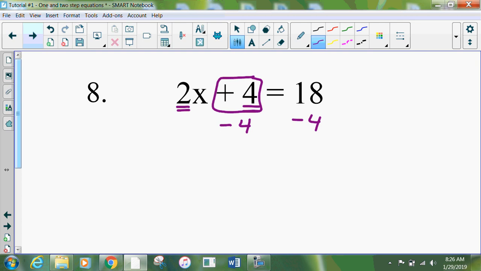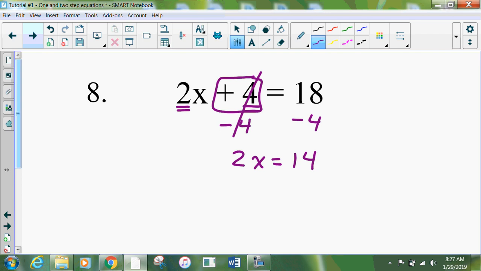And when I do that, I say, oh, who goes with that negative 4? 2x minus 4 doesn't go together. They're not like terms. So 4 minus 4, that's what we're looking for. Okay, so we got rid of that. We bring down the 2x. 18 minus 4 is going to give me 14.